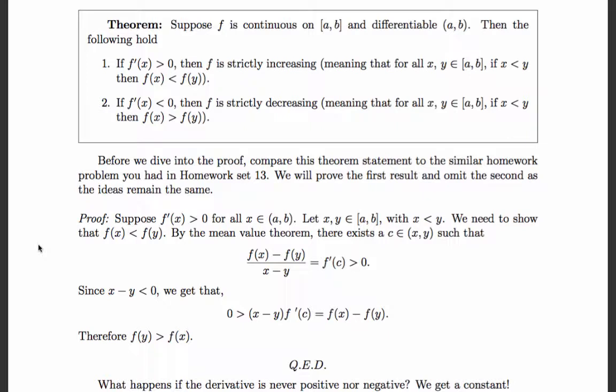Therefore, the change in f from y to x, that is the difference f of x minus f of y, is equal to the derivative, which is positive, times the difference of x and y, which is positive. I'm sorry, negative, because x is less than y. Therefore, f of x minus f of y is negative, implying that f of y is greater than f of x. So since y greater than x implies f of y is greater than f of x, we've proven our result.